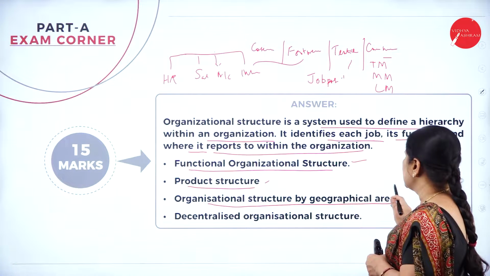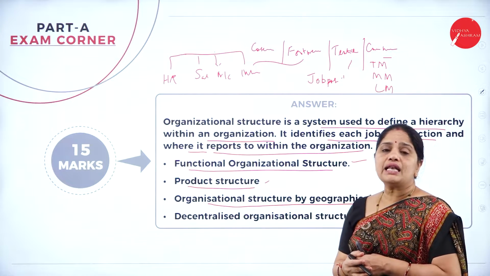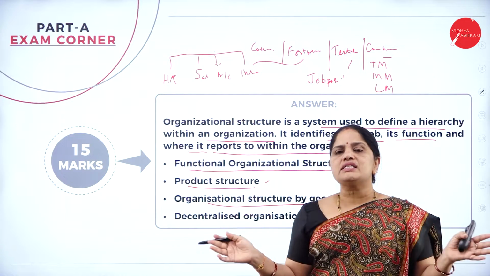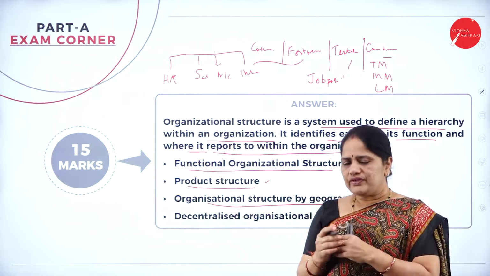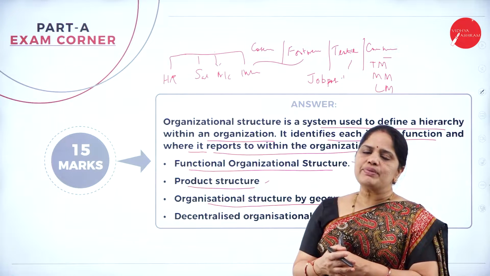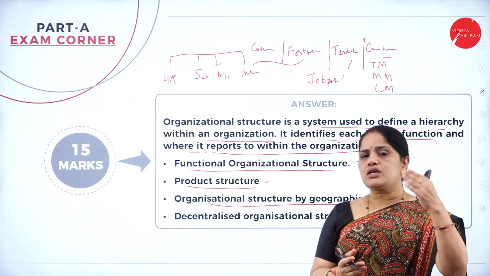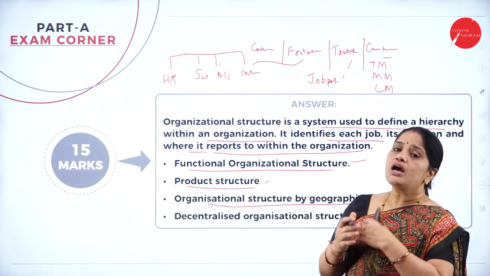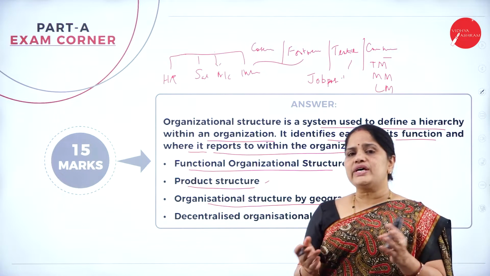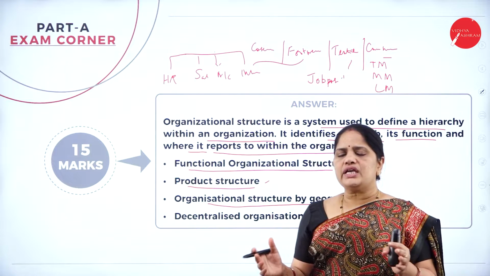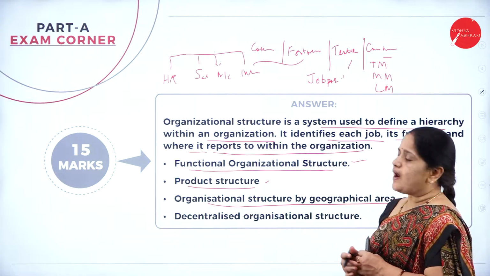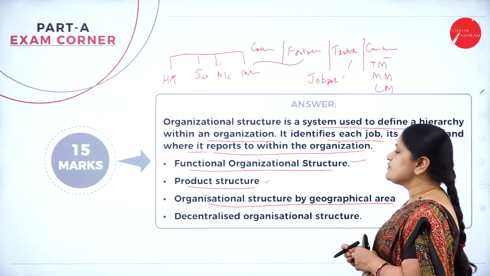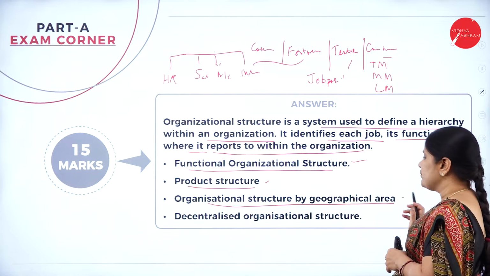Then organizational structure by geographical area. Now what is this geographical area? We will be creating various divisions based on the geographical area, that is the North Division, South Division, East Division, West Division, Northeast, Southeast, Northwest, Southwest. So we create various divisions for the organization based on the area where it is located. Such a structure we call the geographical area structure.